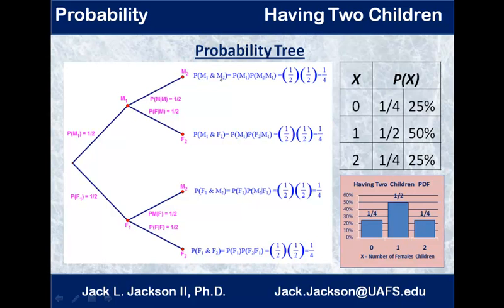Now what's the probability that you had a male on 1 and 2? Well, remember, we can multiply these probabilities. It's the probability of male 1, this one here, times the probability of male 2 given male 1, which is here, which is also 1/2.